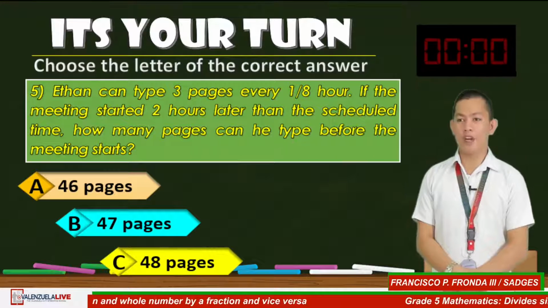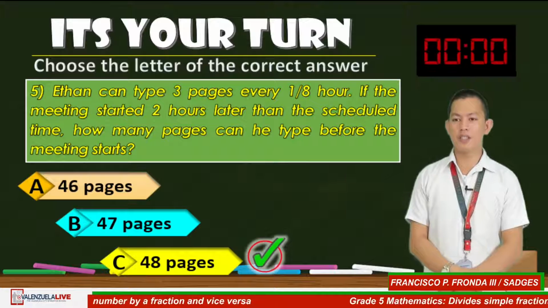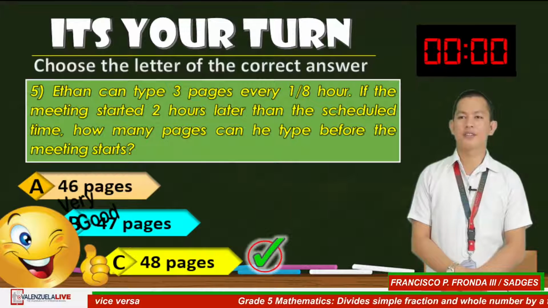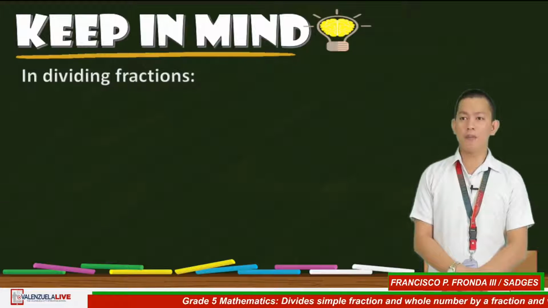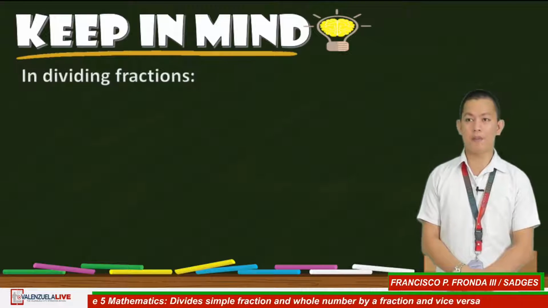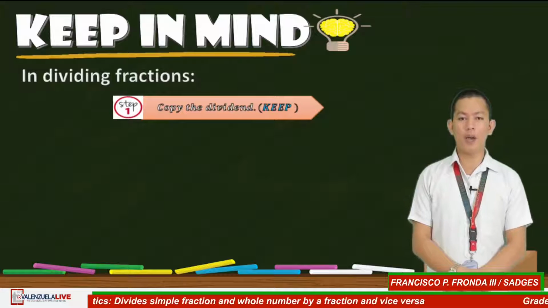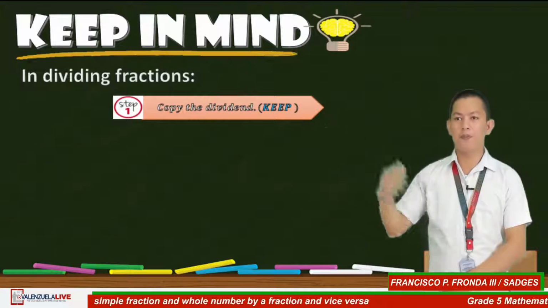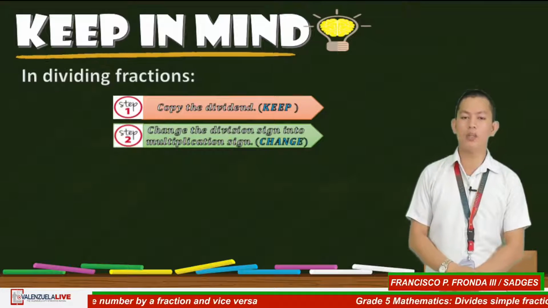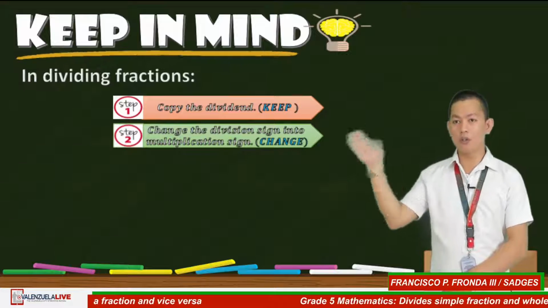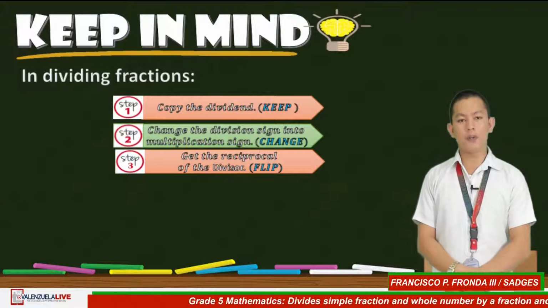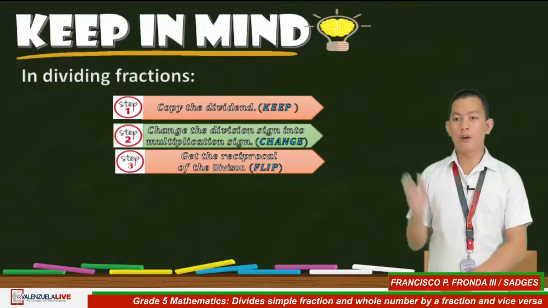Time's up. The correct answer for this problem is letter C. Very good, grade 5 learners. Now, to keep in mind, in dividing fractions, we must follow some steps. Step number 1, we're going to copy the dividend or you just keep. Then, step number 2, change the division sign into a multiplication sign, or you just change. And then step number 3, get the reciprocal of the divisor or flip.